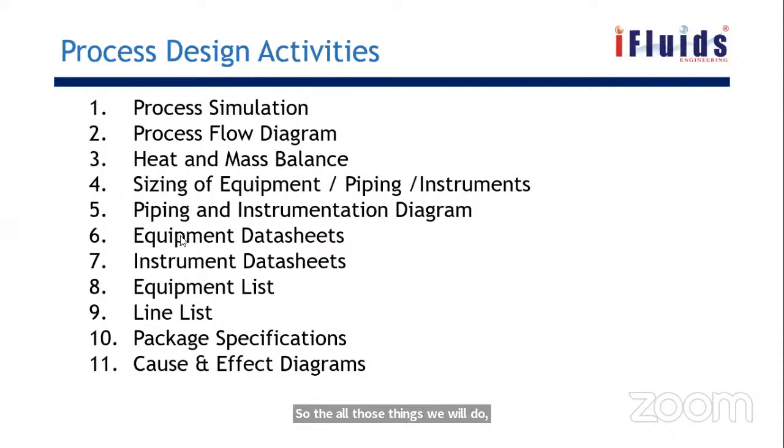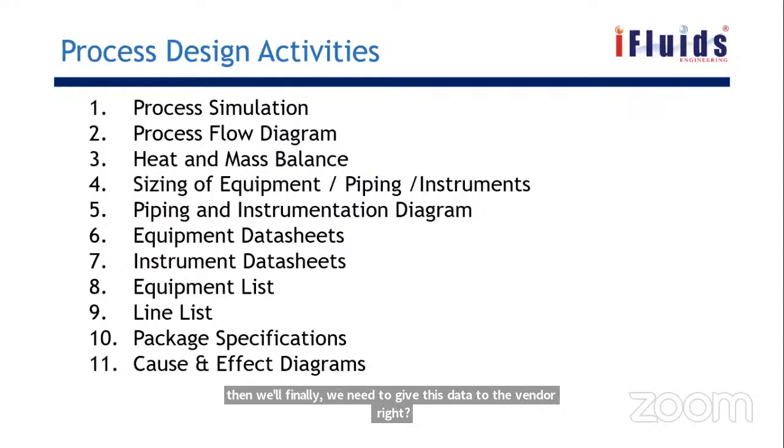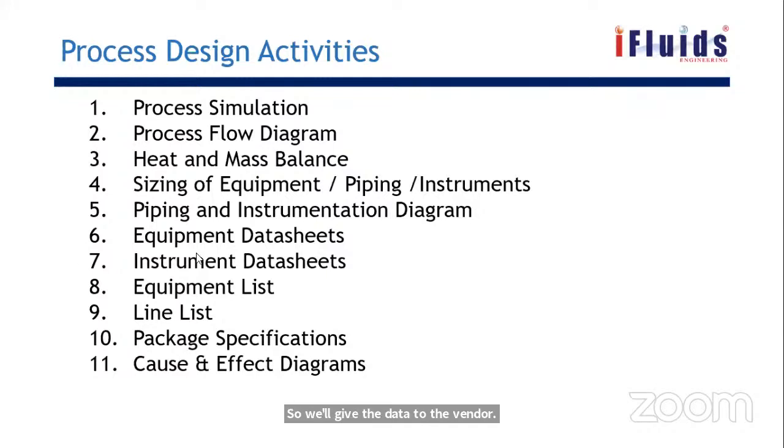We will do a calculation for the differential head, and then finally we need to give this data to the vendor, right? So we'll give the data to the vendor, to the manufacturer, through this data sheet. So we will be filling in all the process data in the data sheet, and then the equipment owner will be the mechanical engineers. So we, the chemical engineers, fill our process data, and then the equipment owner will be the mechanical engineers.